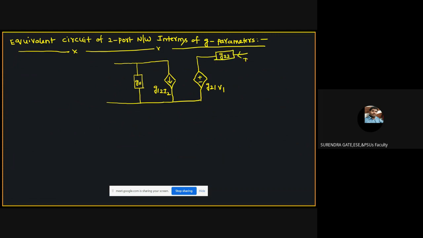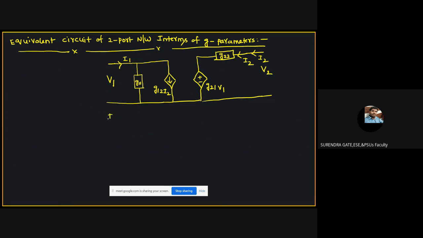It is multiplied with current, that is a series parameter. It is multiplied with voltage, then that is a parallel branch you can represent. So this is the V2 and this is the V1. This current is I1 and this current is I2.